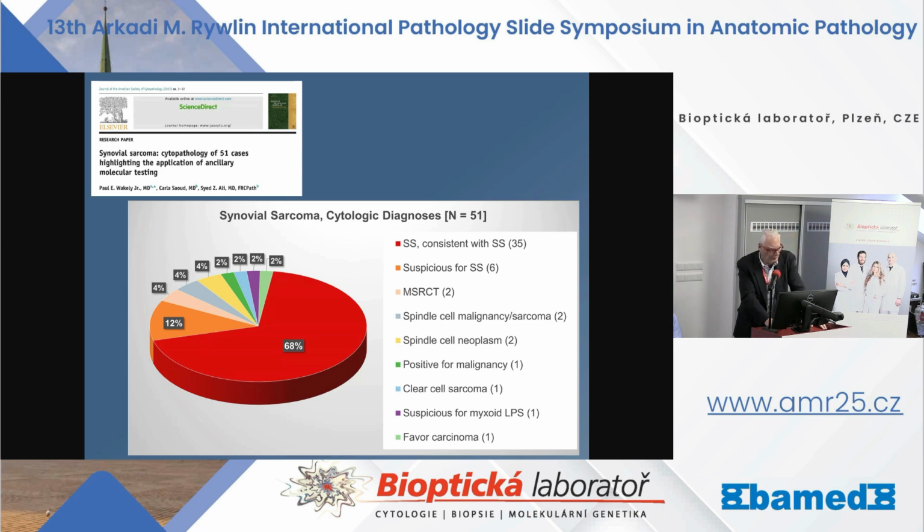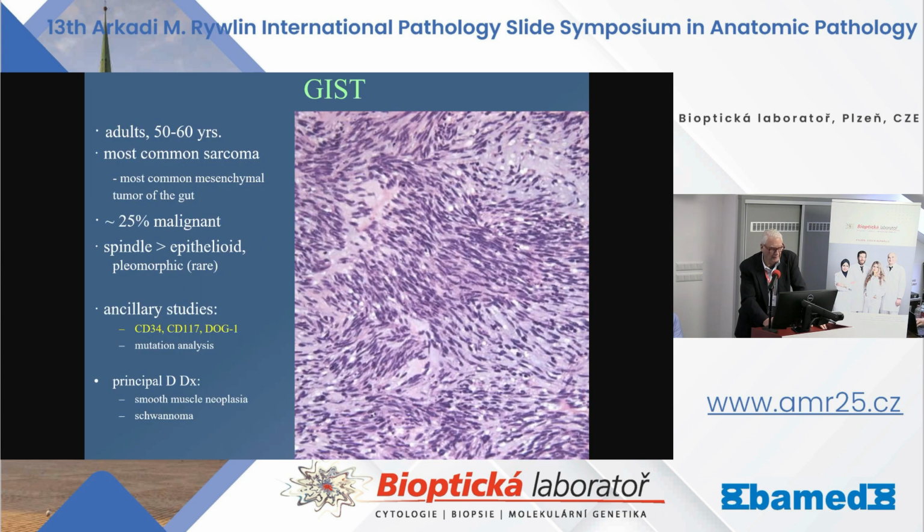So you can see, what is it, 80%? Almost 80% were either called outright synovial sarcoma or suspicious for synovial sarcoma. And then there are some of the other diagnoses. One was called favored carcinoma, et cetera, et cetera. So this is a doable thing.